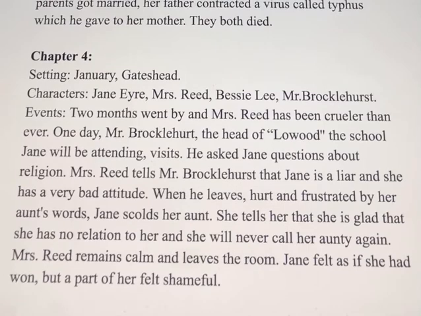Chapter 4. And then in chapter 4, 2 months pass by, so it's January, and Mrs. Reed has been crueler than ever. One day, Mr. Brocklehurst, the head of the school that Jane will be attending, the school is called Lowood, arrives and he begins asking Jane questions about religion. Then Mrs. Reed tells Mr. Brocklehurst that Jane's a liar and she has a very bad attitude.